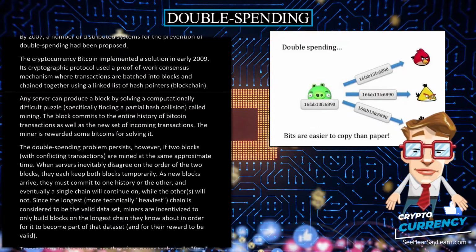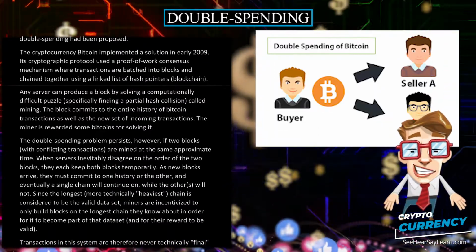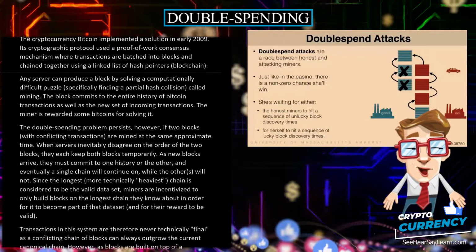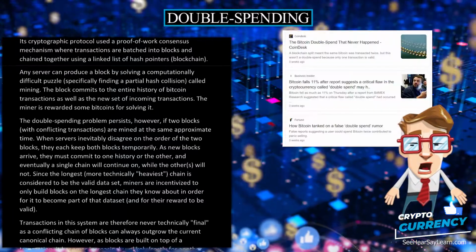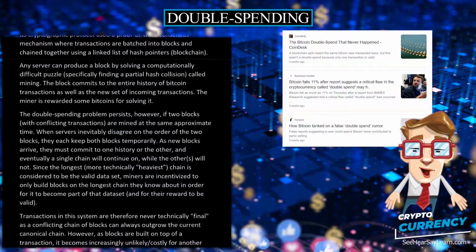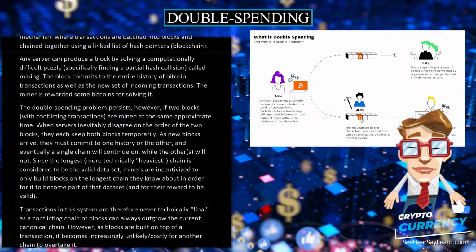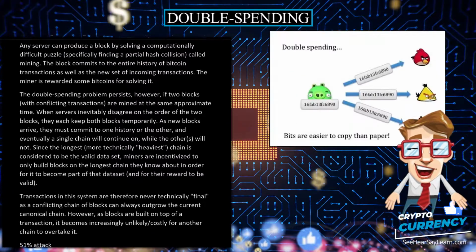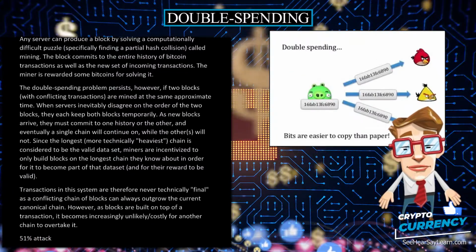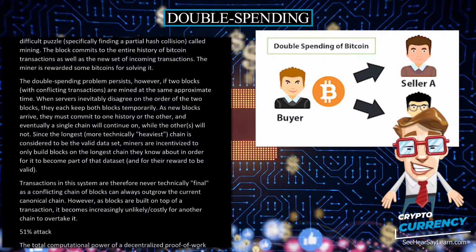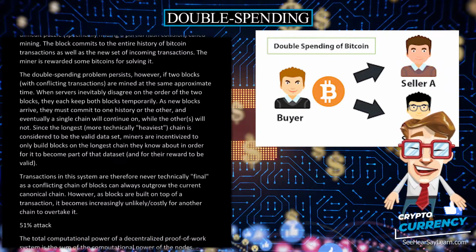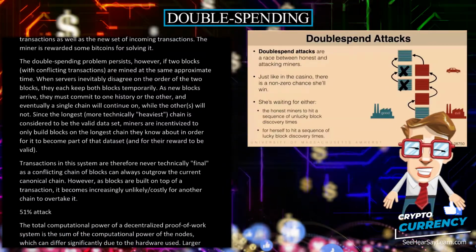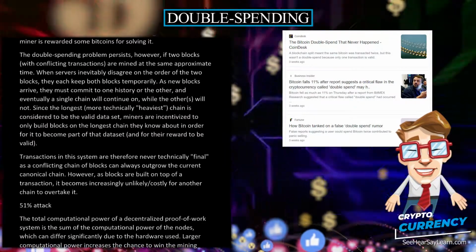The double spending problem persists, however, if two blocks, with conflicting transactions, are mined at the same approximate time. When servers inevitably disagree on the order of the two blocks, they each keep both blocks temporarily. As new blocks arrive, they must commit to one history or the other, and eventually a single chain will continue on, while the others will not. Since the longest, more technically heaviest, chain is considered to be the valid data set, miners are incentivized to only build blocks on the longest chain they know about in order for it to become part of that data set, and for their reward to be valid.